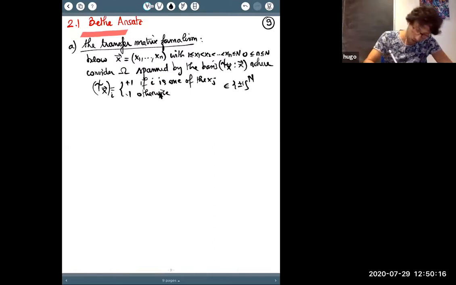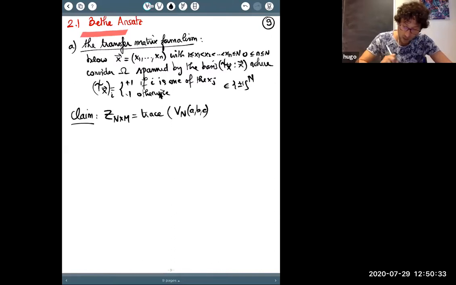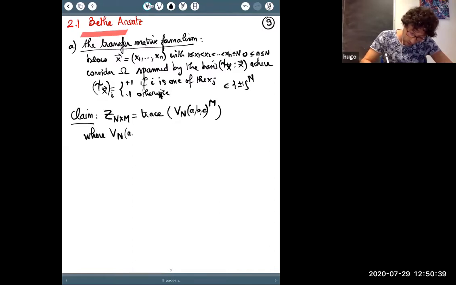Okay, and the claim, which will be interesting for us and that I'm not going to prove, is that the partition function of our six-vertex model is the trace of a certain matrix V_N, which is going to depend on a, b, c, to a power M, where V_N(a,b,c) is called the transfer matrix.